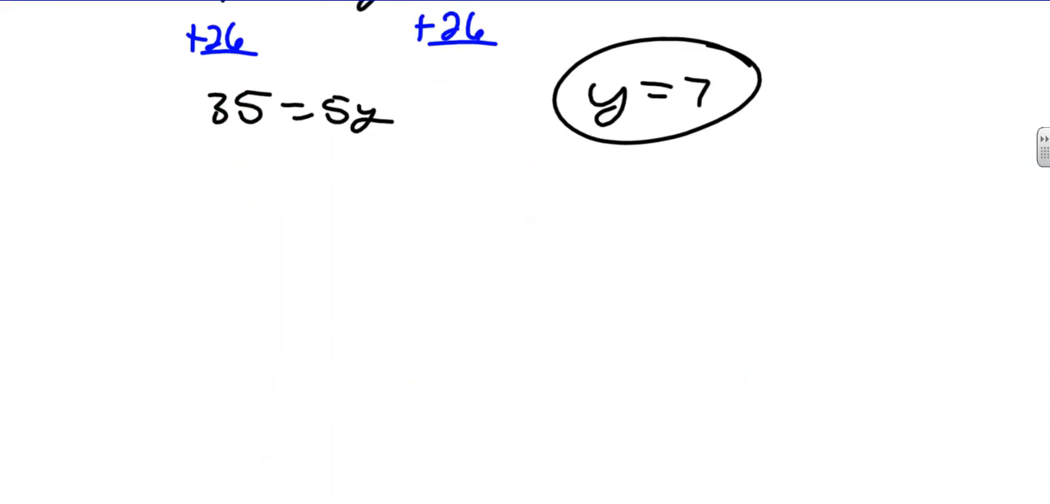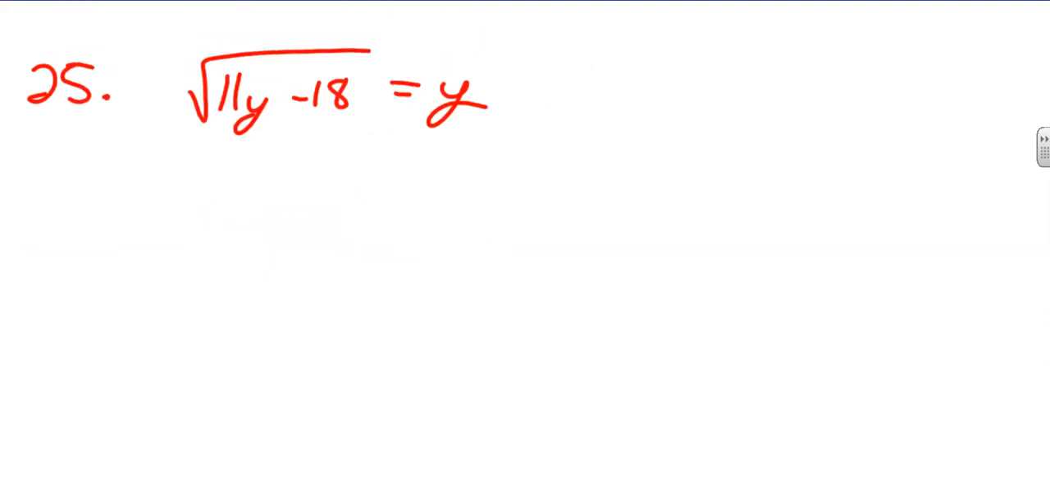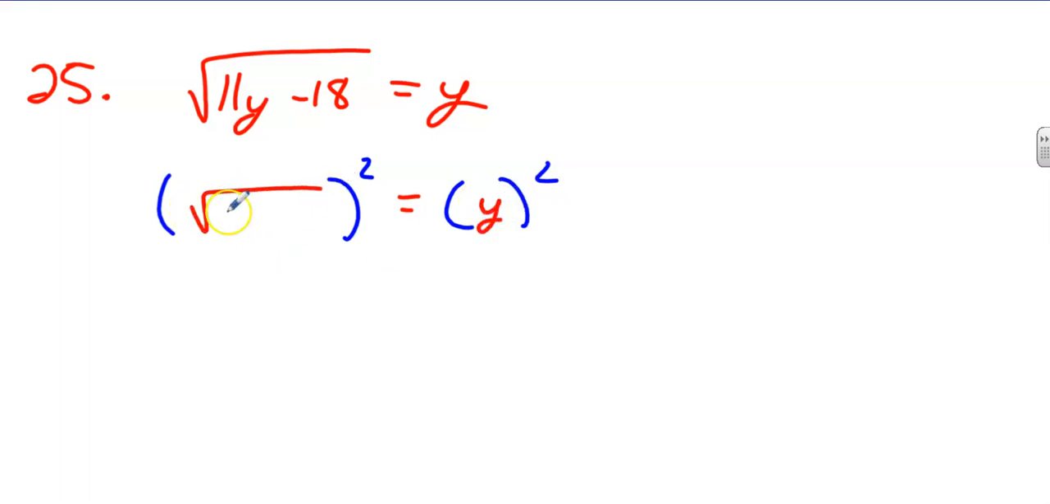Okay, which runs us right into question 25, because it does exactly what we just got through saying. 11y minus 18 equals y. Okay, good news is the square root is by itself. So we're going to go ahead and just square both sides. Again, the part that makes this one a little bit dicey is that it's not just a number over here, that we get this y.